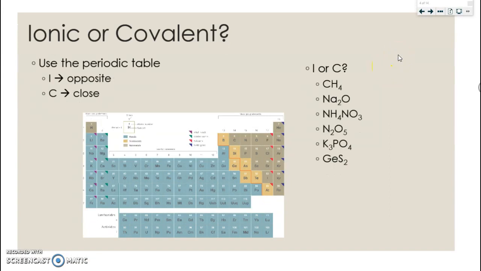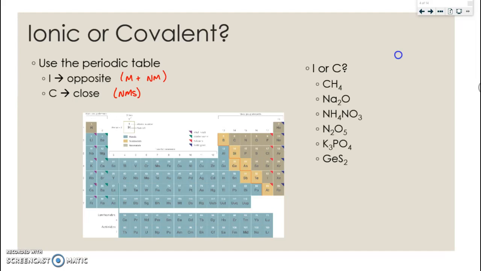Let's do a quick study of the difference between ionic or covalent, because one of the important things you're going to need to be able to do for the test on this unit, as well as for the remainder of the semester, is determine if something is ionic or covalent so that you can properly name it or write its formula. Ionics are opposite one another on the periodic table because they are a metal plus a nonmetal. Covalents are usually close together except for H because they are only nonmetals.